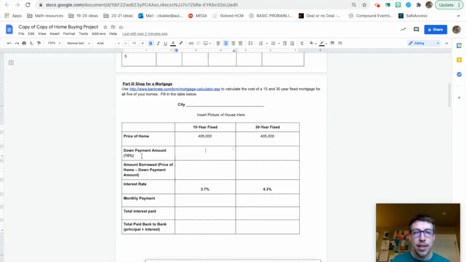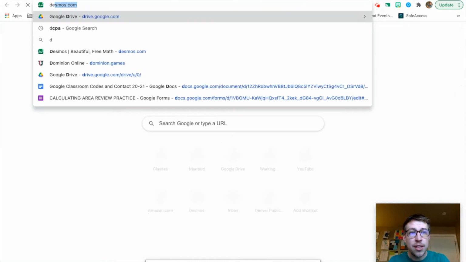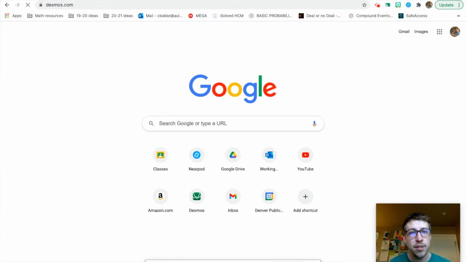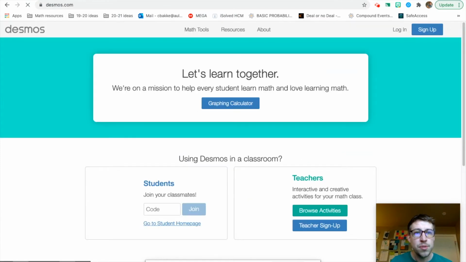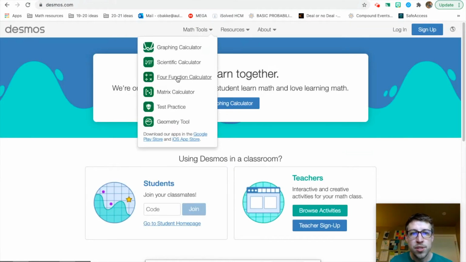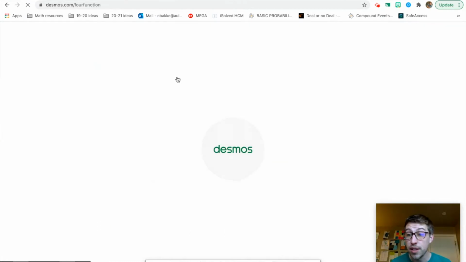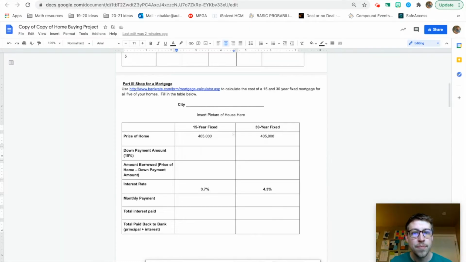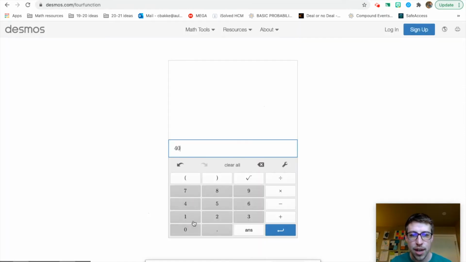So we're going to calculate 15% of our total price. So you guys can get whatever calculator you guys have been using throughout this year. I like good old Desmos. And if you go to Math Tools, the 4-function calculator should be totally fine for what we need today. So I'm going to take the total price of the house, $405,000. You guys will be using whatever your numbers are, times 0.15, because that is 15% as a decimal. And so my 15% down payment would be $60,750.